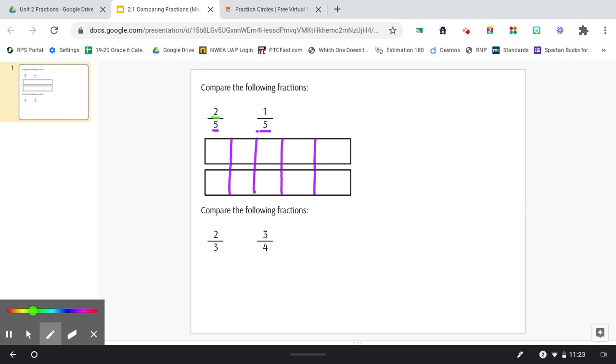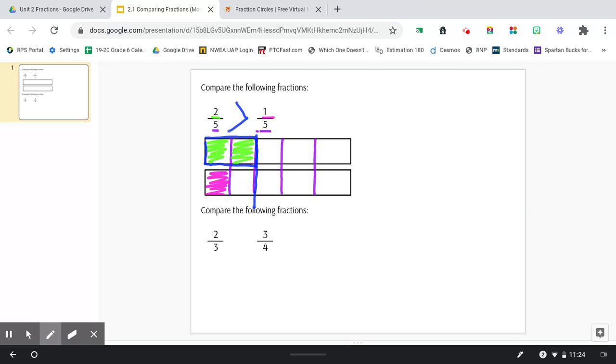So if we look here, this 2 means I have 2 pieces colored in, or I said shaded in. Okay. And this 1, this numerator, means that there's 1. So when I'm comparing these, I can use this as a way to say, okay, 2/5 has more colored in than 1/5, so 2/5 is greater than 1/5.